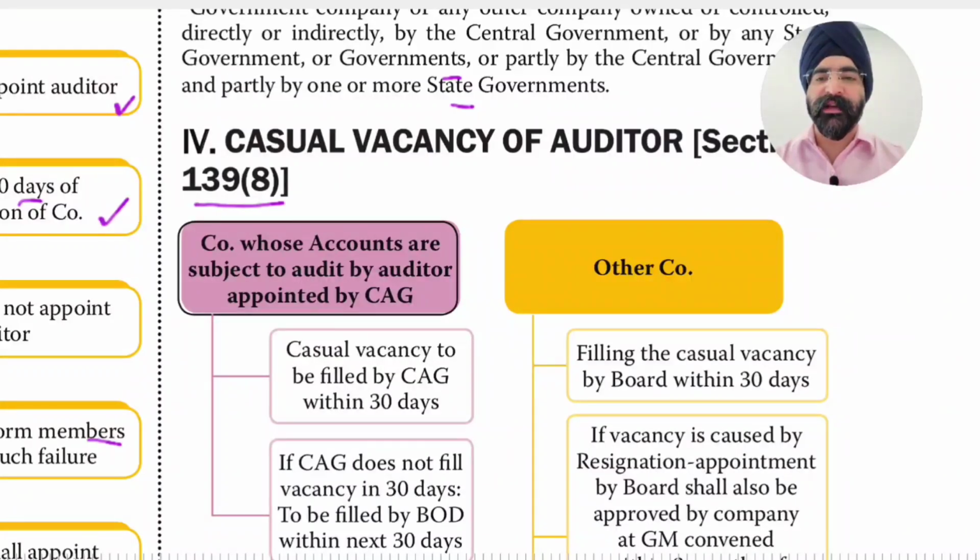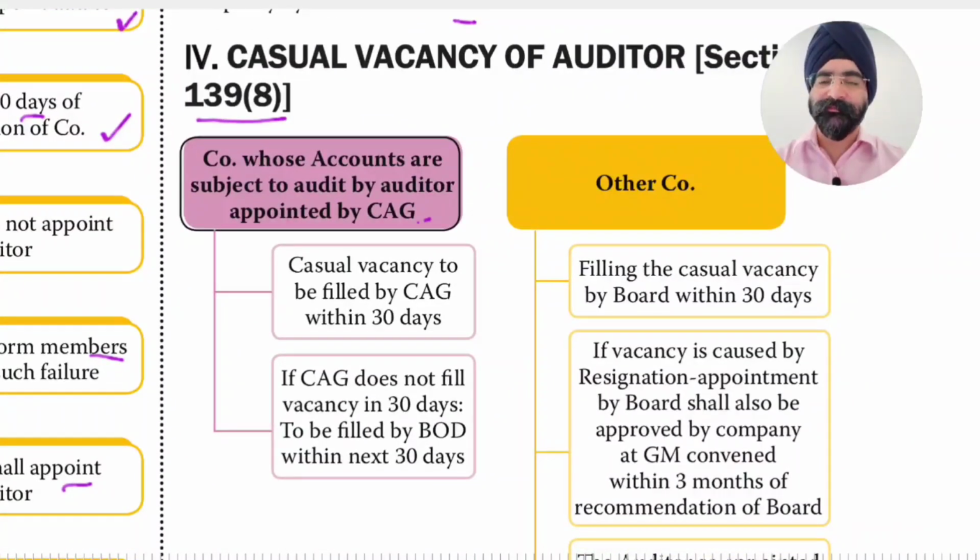for a company whose accounts are subject to audit by an auditor appointed by the Comptroller and Auditor General, that is, in case of a government company, the casual vacancy is to be filled by the Comptroller and Auditor General within 30 days. In other companies also, a casual vacancy is filled by the board within 30 days. But in case where the Comptroller and Auditor General appoints auditors, then here instead of the board, the Comptroller and Auditor General will appoint the auditor within 30 days.